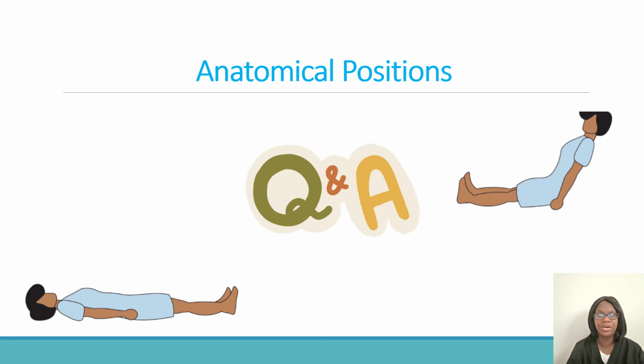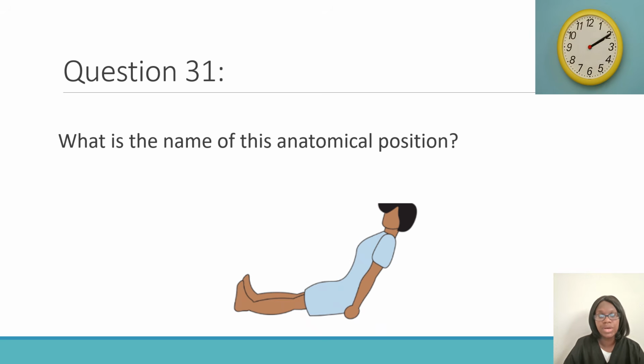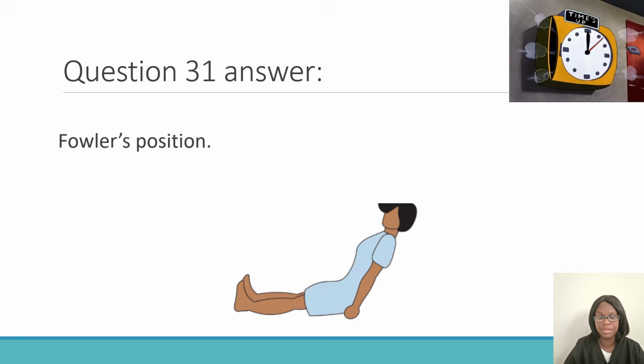All right, so now we are going to talk about anatomical positions. I believe this is the last section. Question 31. What is the name of this anatomical position? All right, the correct answer is Fowler's position.